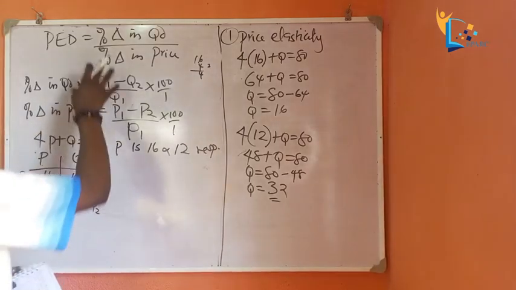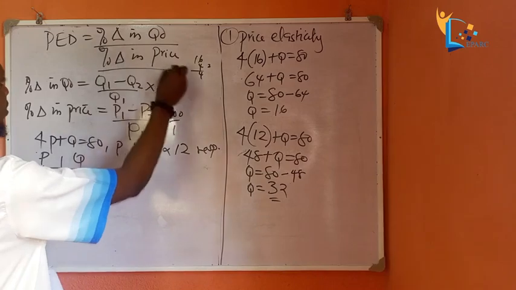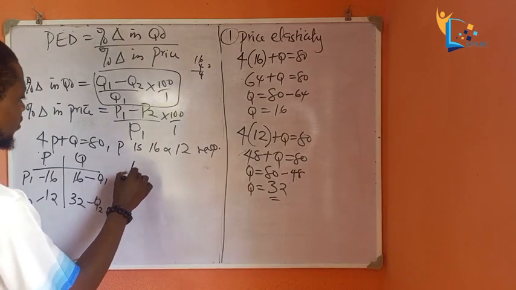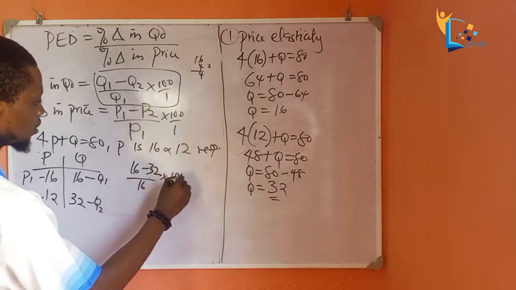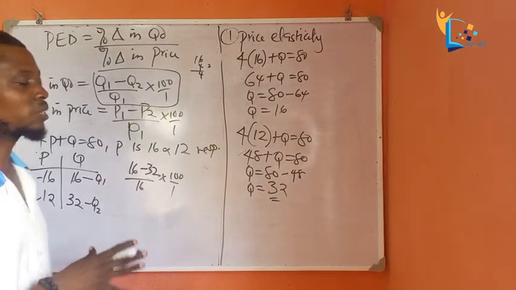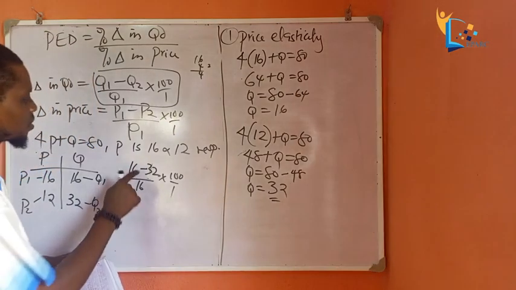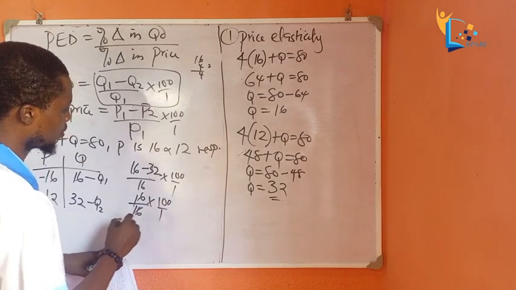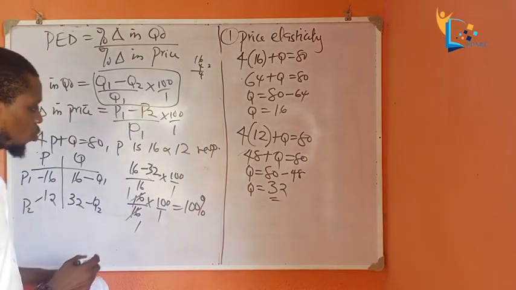So let's solve for percentage change in quantity demanded. This is our formula, so we use this one for quantity demanded. So we have 16 minus 32 all over 16 times 100 over 1. 16 minus 32 actually gives us minus 16, but when dealing with elasticity, the negative sign is ignored. So we have 16 all over 16 times 100 over 1. 16 divided by 16 is 1. 1 times 100 will give us 100%.